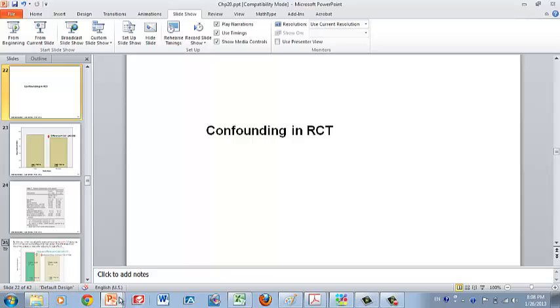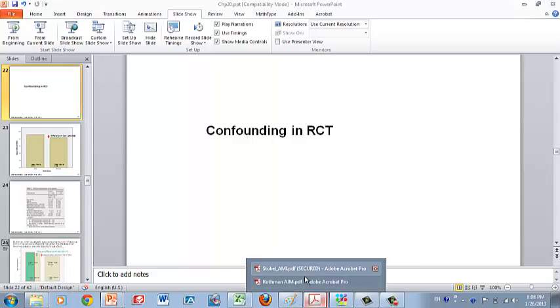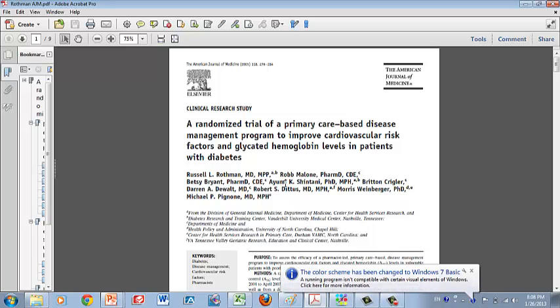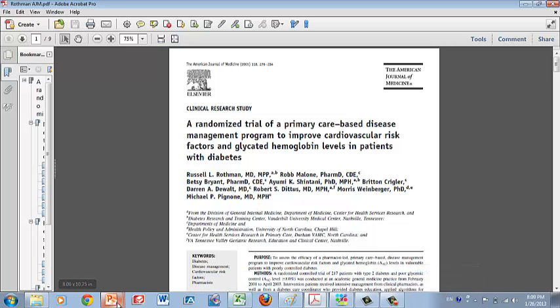We use data from this study, a randomized trial of a primary care-based disease management program to improve cardiovascular risk factors and glycated hemoglobin levels in patients with diabetes. So this is a 2-arm RCT among patients with type 2 diabetes, and an intervention was given for 12 months, and we assessed HbA1c level at the end of the study.